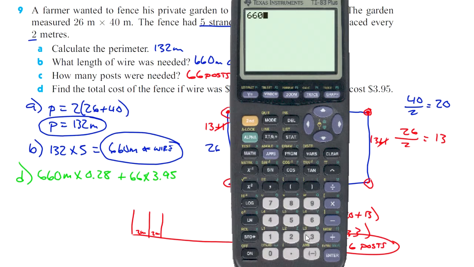Okay, 660 times 0.28 plus 66 times 3.95 gives us a total of $445.50.